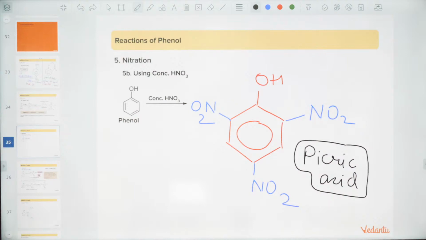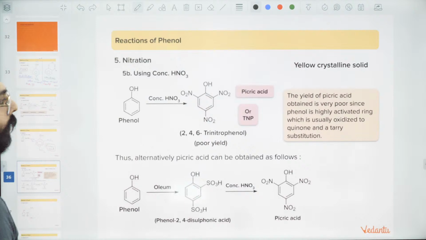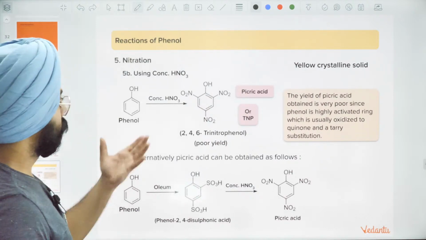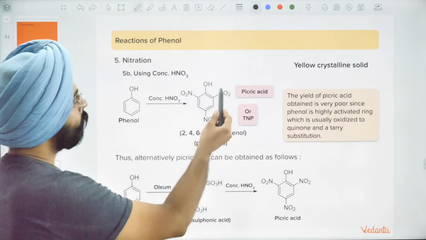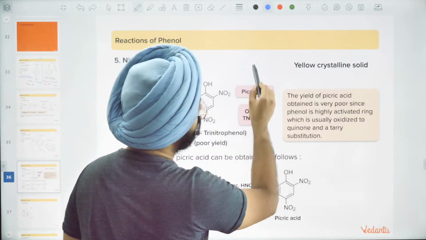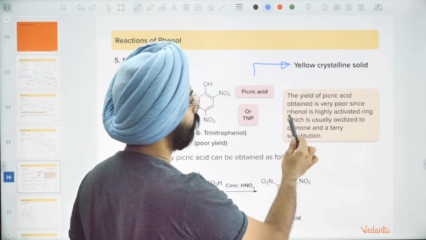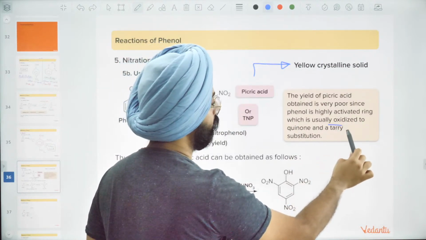ठीक है. So now people, there is a little bit of a problem with this particular mechanism, with this particular reaction. There is a slight problem. A lot of information given on this page. तो होता क्या है that this picric acid is essentially a yellow crystalline solid, but the yield of picric acid obtained is very poor since phenol is highly activated ring which is usually oxidized to quinone and a tarry solution gets formed.